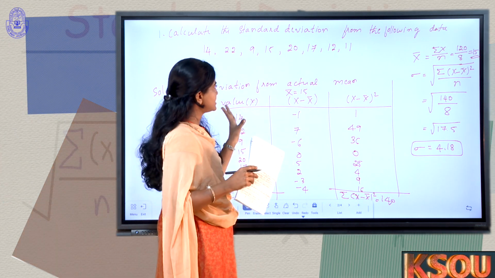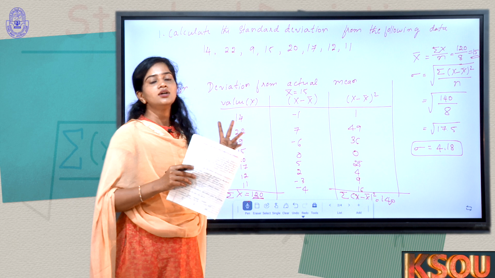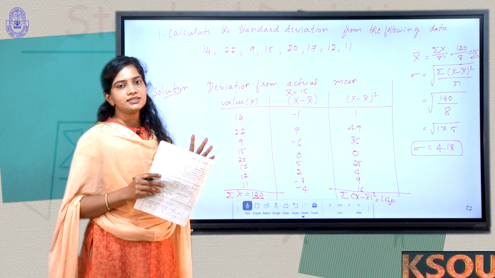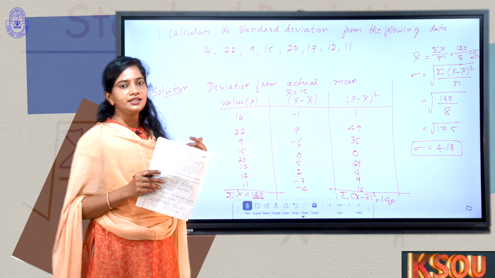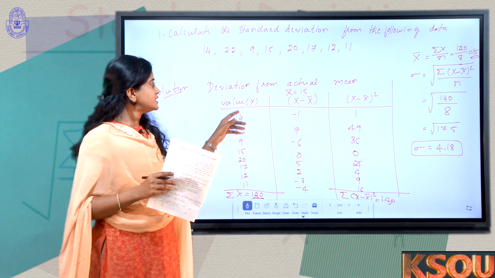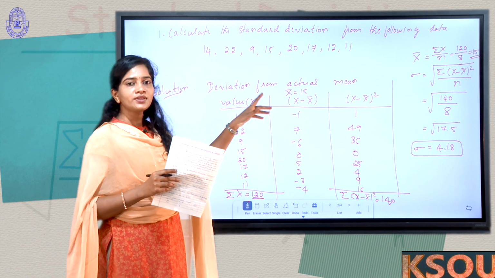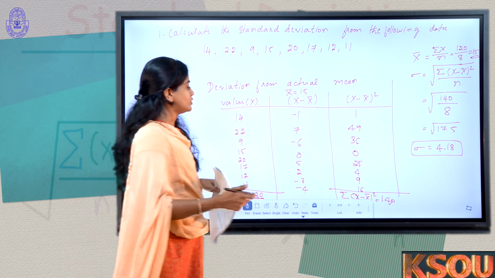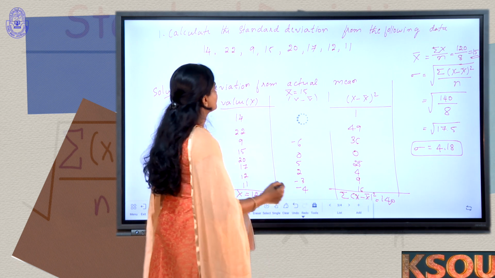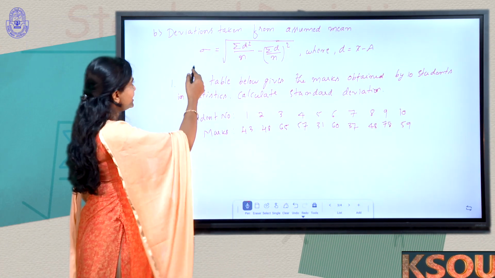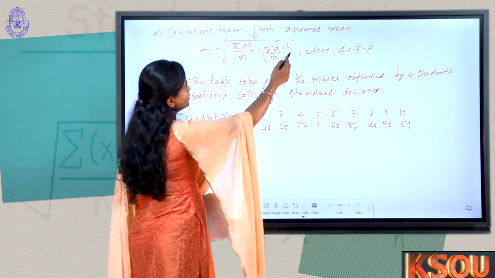As we have studied now, we have two methods in order to calculate the standard deviation, that is deviation from the assumed mean and deviation from the actual mean. This is about the deviation from the actual mean. Next you can consider the second one, that is deviation taken from the assumed mean.